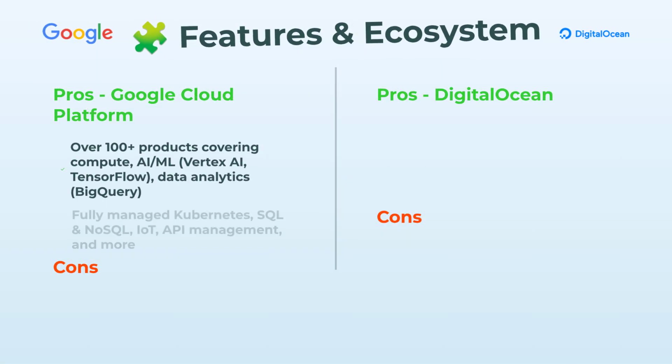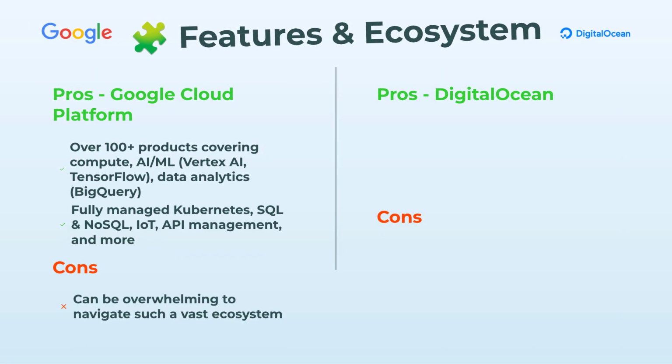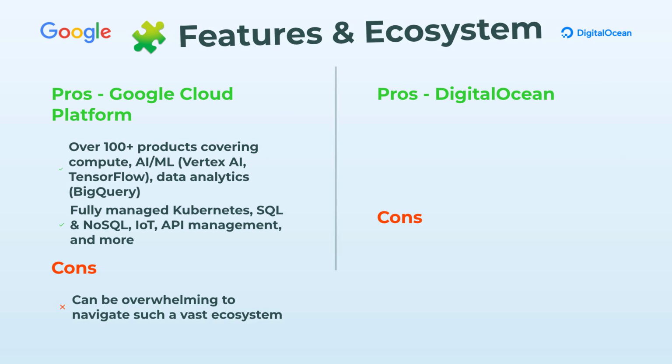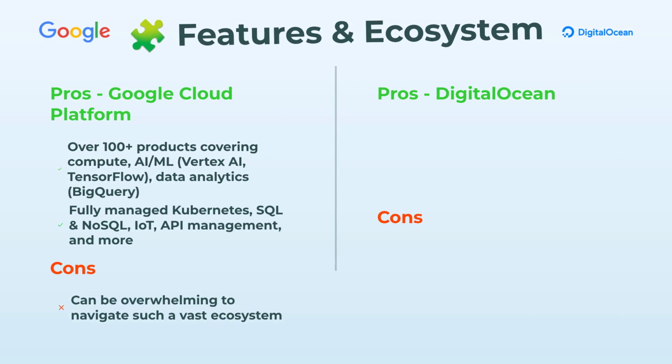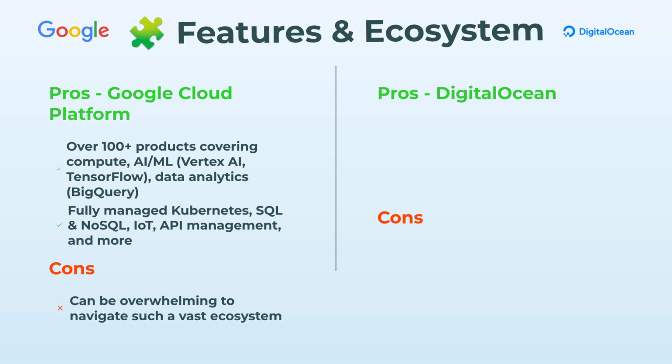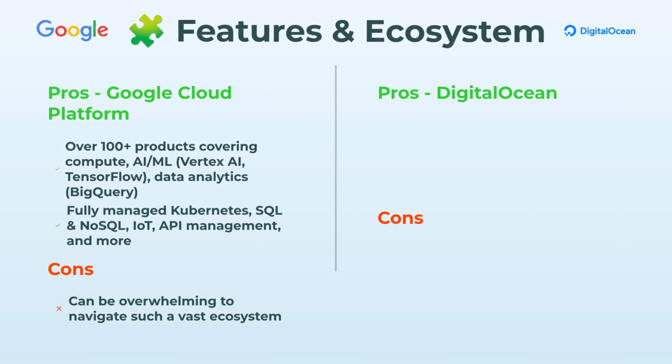Alright, let's talk features and ecosystem. This is where Google Cloud kinda flexes its muscles. Over 100 products cover everything. Compute, AI, machine learning with stuff like Vertex AI and TensorFlow, data analytics like BigQuery, there's managed Kubernetes, smart databases, IoT, API tools, the list just goes on and on. The only catch is it's so massive you'll feel overwhelmed scrolling through it all.